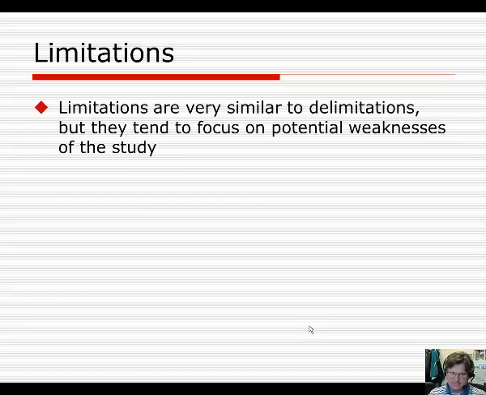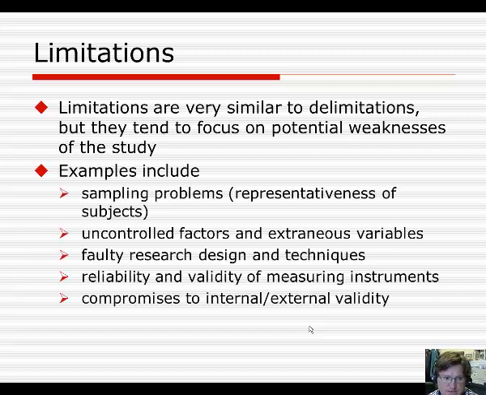Limitations. Similar to delimitations, but they focus on potential weaknesses. So this is kind of where you want to identify up front, these are the things that could have caused my study to provide incorrect results. So these are things that the researcher could not control but might have influenced the results of the study.